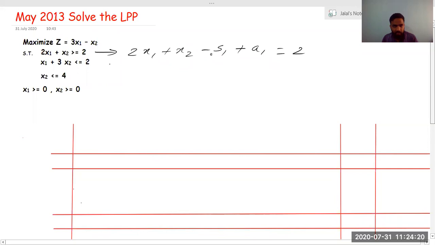Now second equation will be x1 plus 3x2. Since it is less than, this will come with s2 is equal to 2, and the third equation is x2 plus s3 is equal to 4.